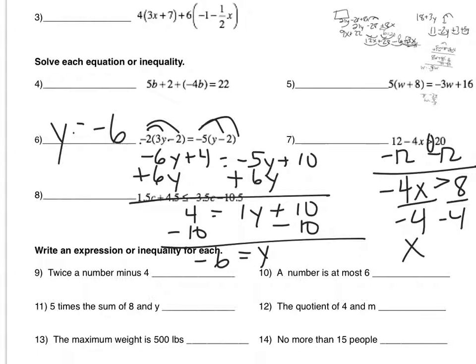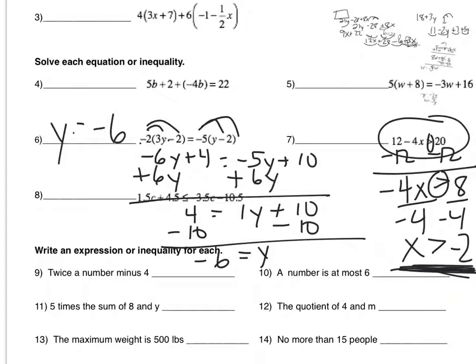And let's just say you forgot the rule about switching the inequality sign when you divide by a negative, and you just said that x is greater than negative 2. Well, think about that for a second. Let's say 0. 0 is greater than negative 2, and that's what you're saying here is any number greater than negative 2 will make this original inequality true.